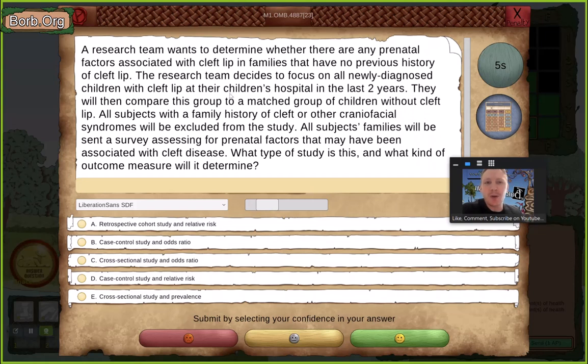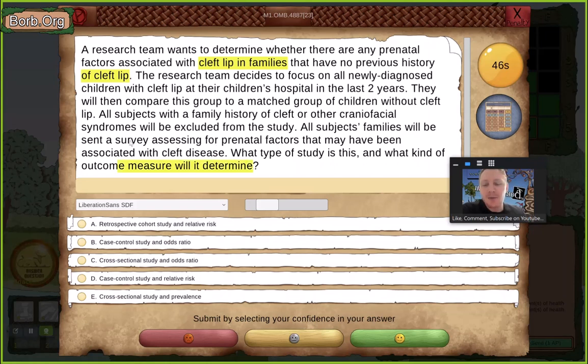A research team wants to determine whether there are prenatal factors associated with cleft lip in families who have no previous history of cleft lip. The research team decides to focus on all newly diagnosed children with cleft lip at their children's hospital in the last 2 years. They will then compare this group to a matched group of children without cleft lip. All subjects with a family history of cleft lip or other craniofacial syndromes will be excluded from the study. All subjects' families will be sent a survey assessing for prenatal factors that may have been associated with cleft lip disease. What type of study is this, and what kind of outcome measure will it determine?